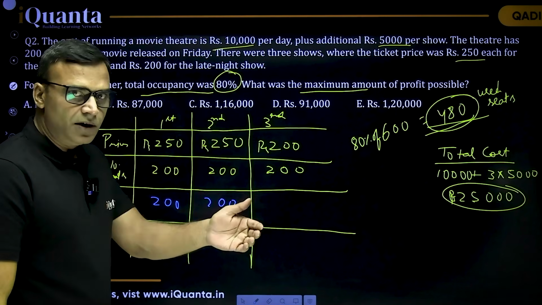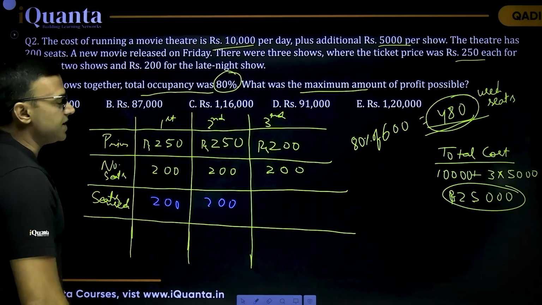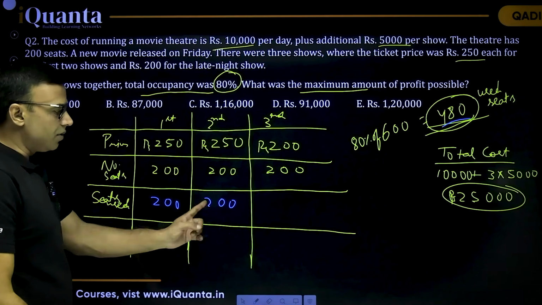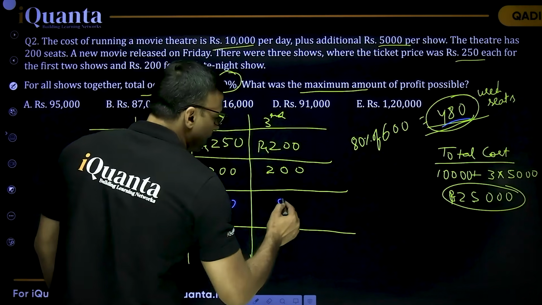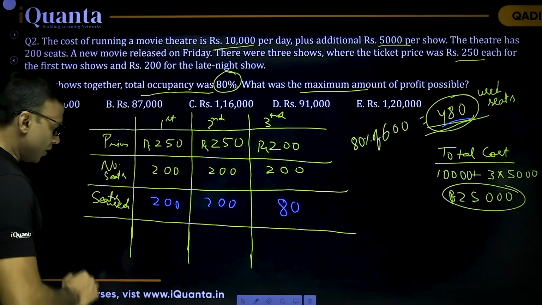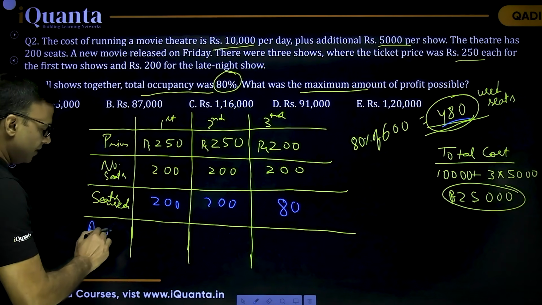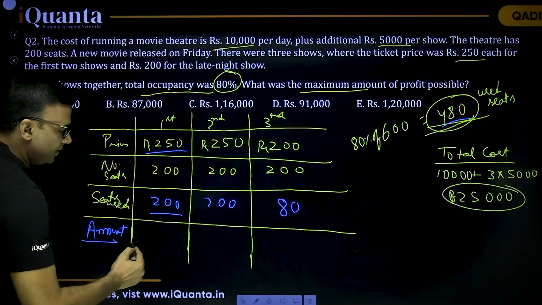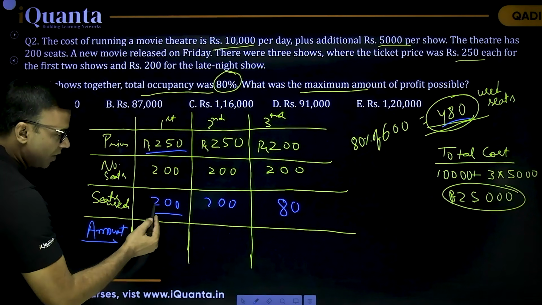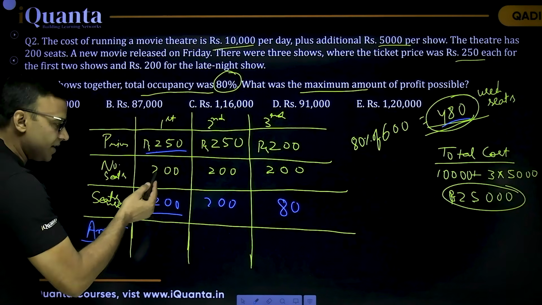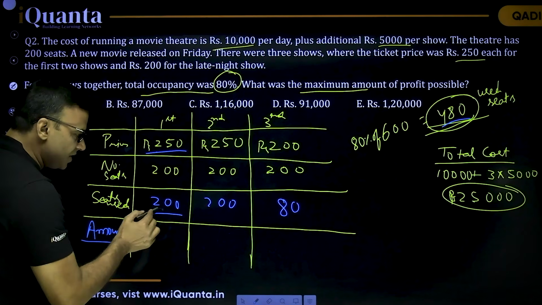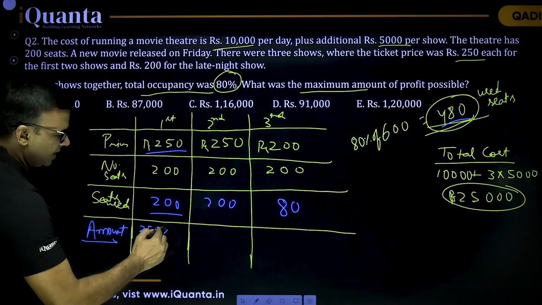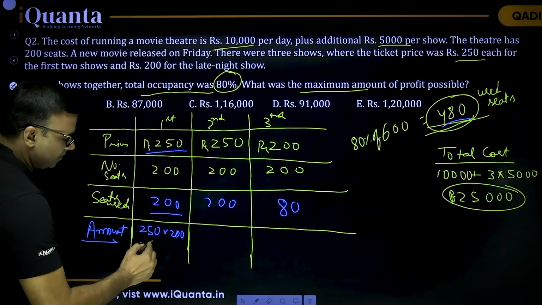Where the price is higher, there we use more number of seats. We sell more tickets. Total we have to sell 480 tickets. 200 here, 200 here. 400 gone. That means 80 more tickets are sold in this one. So the total amount collected will be how much? 250 into 200, not this one, right? Though they are the same, we have to make sure that we are using these 200 seats. So 250 into 200 is equal to 50,000.